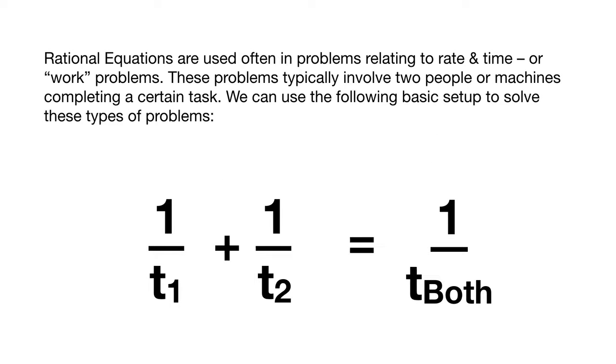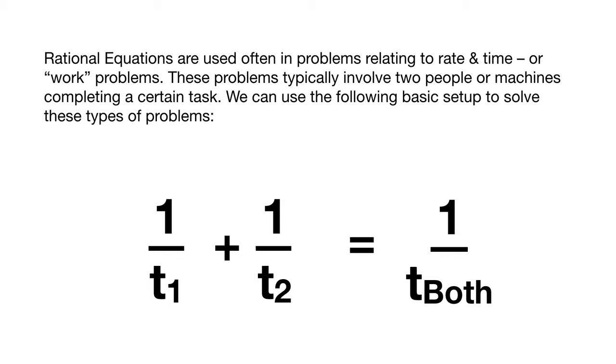So rational equations are used often in problems related to rate and time, or what we call work problems. These problems typically involve two or more machines completing a certain task. We can use the following basic setup to solve these types of problems. So 1 over the time for the first thing, plus 1 over the time for the second thing, is going to be equal to 1 over the time for both of them together.